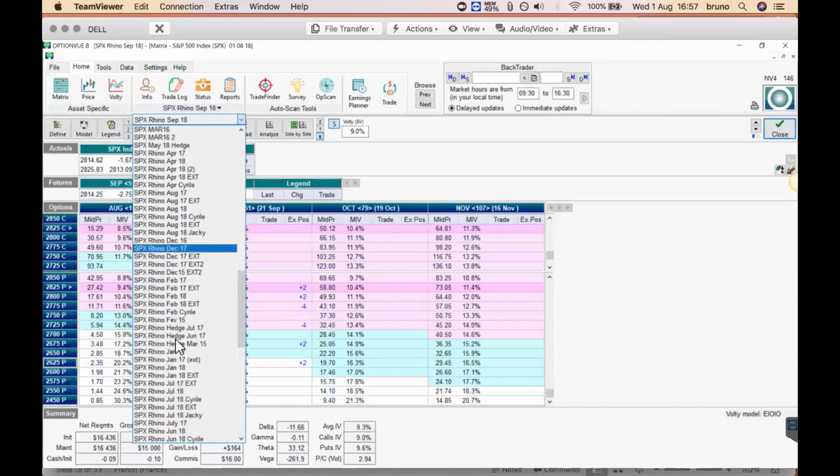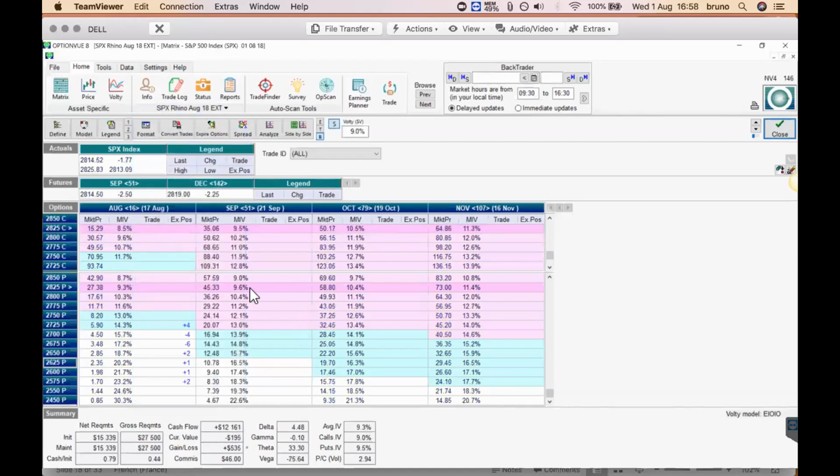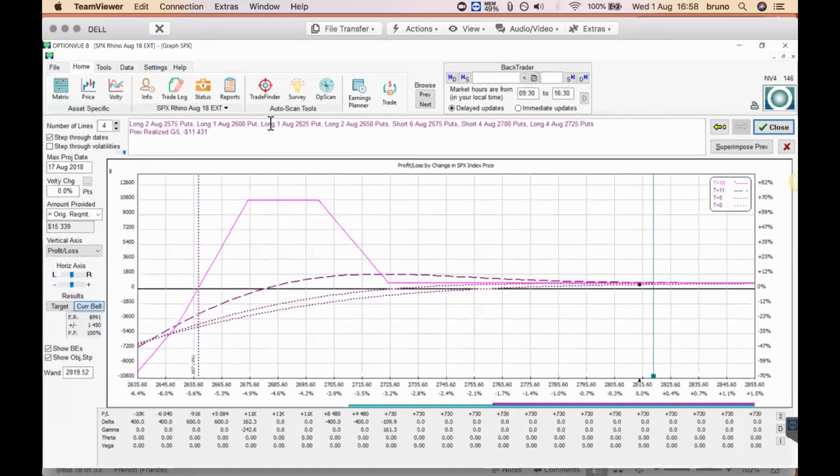Where's my August trade? There it is. I'm going to show you the extended one, which is the variant I generally keep later into the trade. There again, for me, it's also because of this summer trading. Summer trading can be quite treacherous.